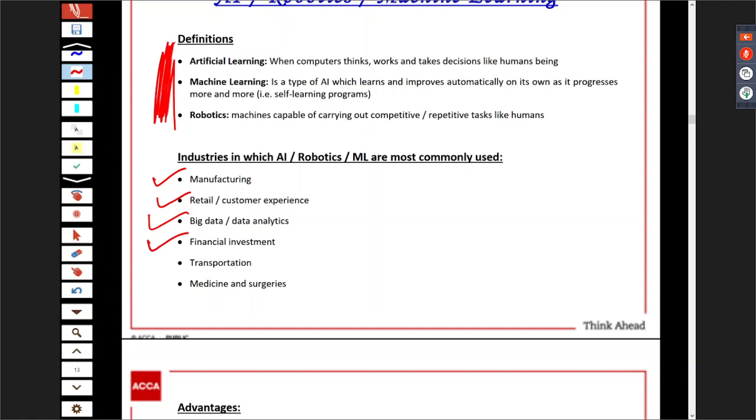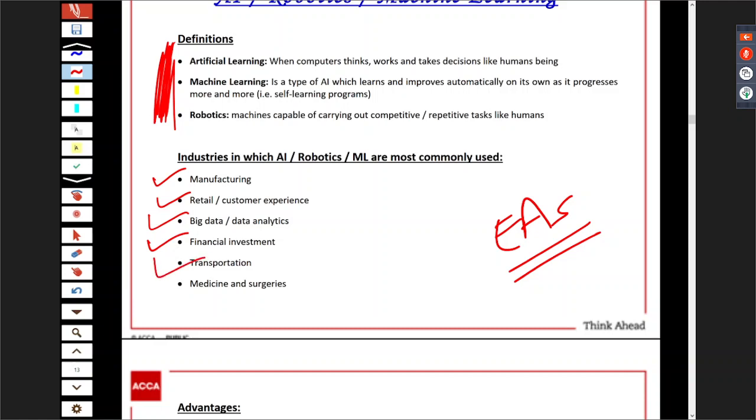Financial investments and financial trading. So a lot of systems are there. They are called expert systems, like a finance expert. They analyze the data, the graphs, the markets, and take financial decisions just like an investment guru.